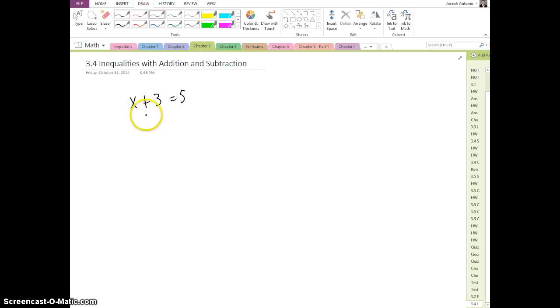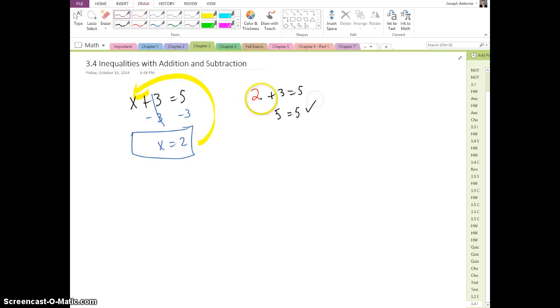Well, as you know, we would subtract 3 from both sides to get x by itself. We'd say 5 minus 3, and x equals 2. 2 is the only number that, if you plugged it back in for x, would make the equation true. So if you said 2 plus 3 equals 5, yes, 2 is the only number that added to 3 would equal 5.